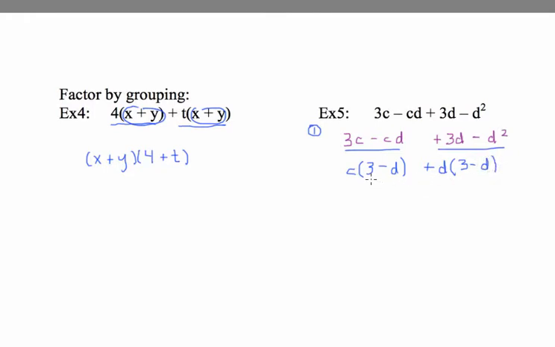Again, I want to make sure that these two pieces match up. So then my last step is to take my two terms that I have left and factor out the greatest common factor of 3 minus d. So I'll factor that out. And then c plus d are my leftovers. And there's my answer.